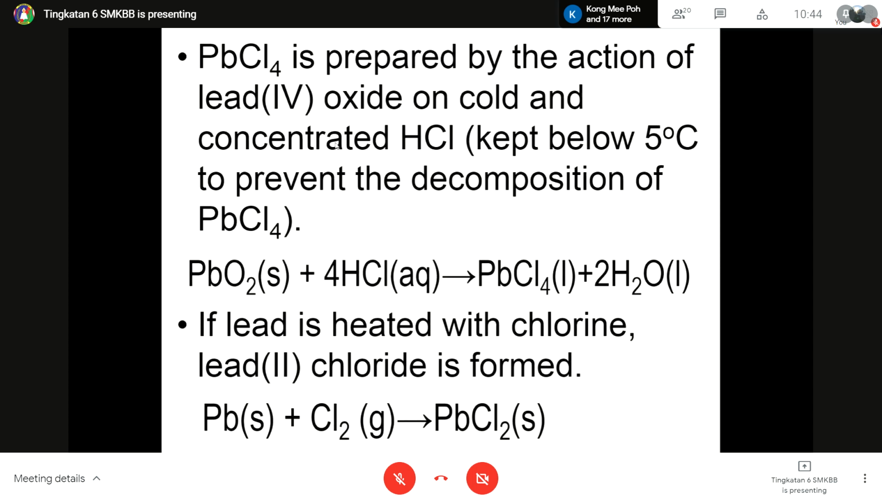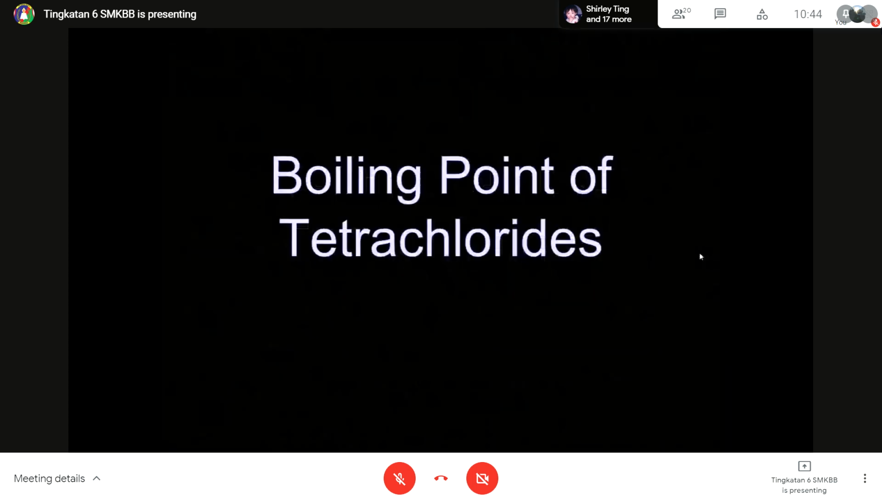You want to get CCl4, carbon burned in chlorine? Sorry, you don't get it. You want to get PbCl4, burning your lead in chlorine? Sorry, you also won't get the product. So those two go through a different chemical reaction. Okay, so that is how to get the tetrachlorides.